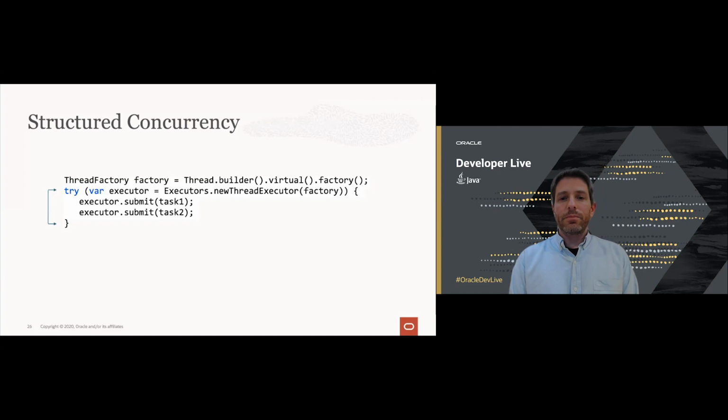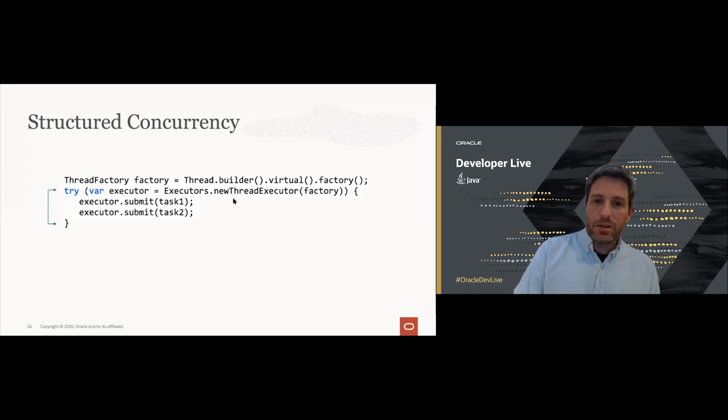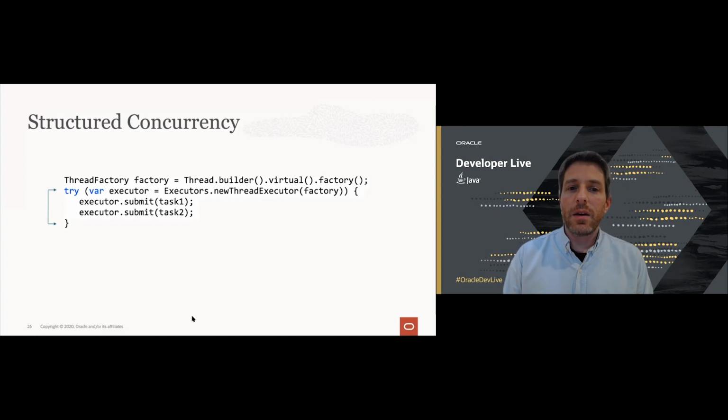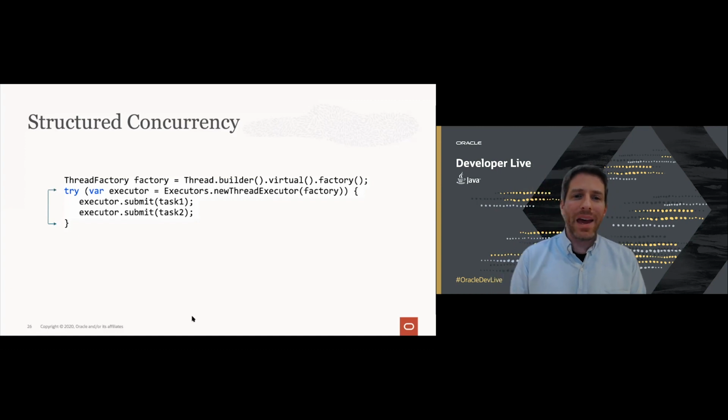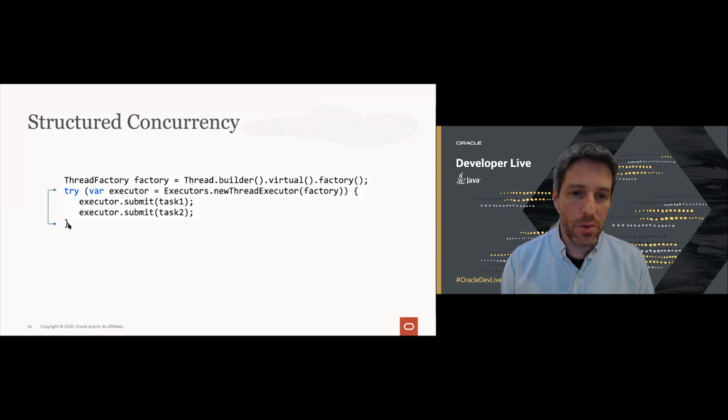Now, what is this business with the try-with-resources block? In Project Loom, we've changed the executor service interface that's returned here to extend AutoCloseable. This allows us to use it inside a try-with-resources block. And a try-with-resources will automatically emit a call to the close method when we reach this closing brace.